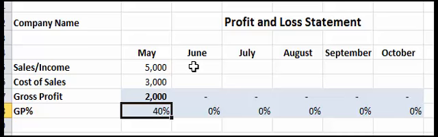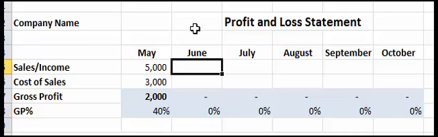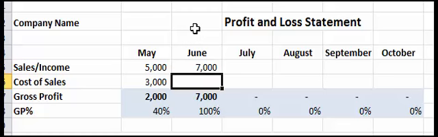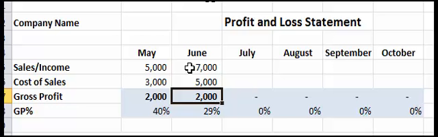So let's say, for example, we decide to have a bit of a promotion and have a discount to increase our sales. So in this case, this shoe shop now sells $7,000 in this month, but the price of the shoes per pair of shoes has not changed, but we've decided to discount the pricing to actually increase our sales. So now we've made sales of $7,000, but our cost of sales haven't changed on a per unit basis. So that means we still have a gross profit of $2,000.